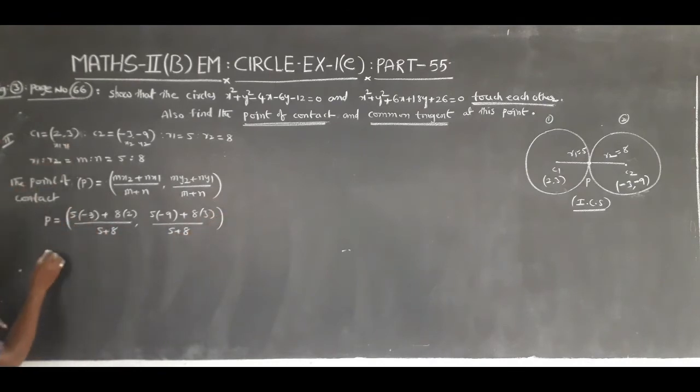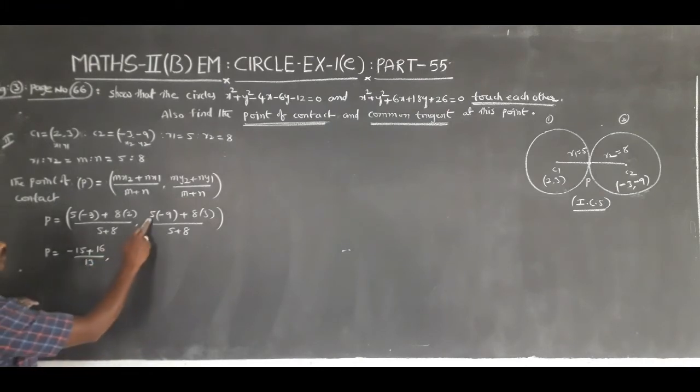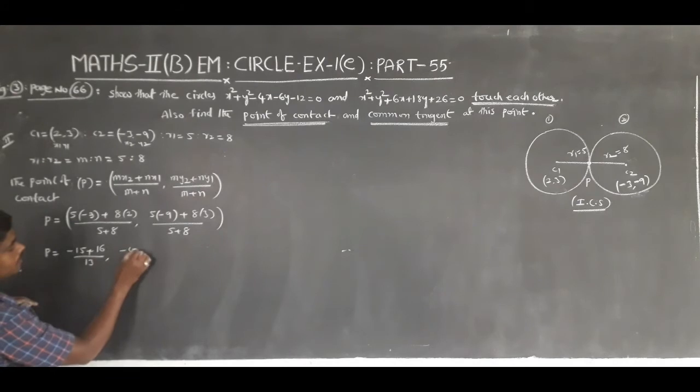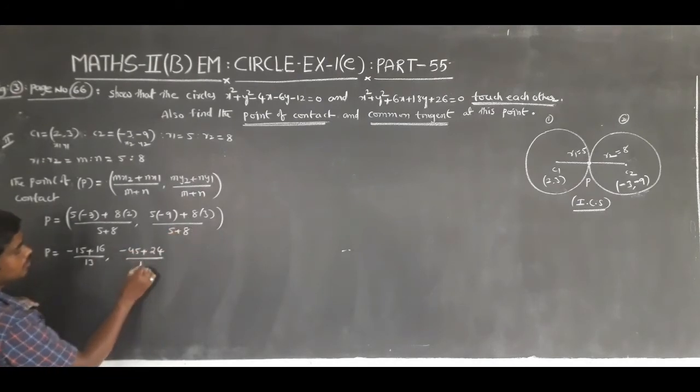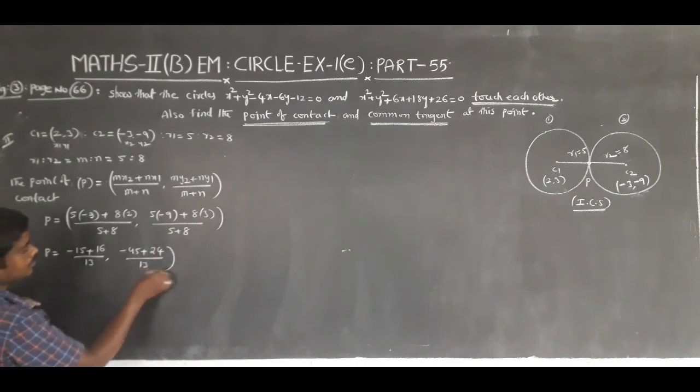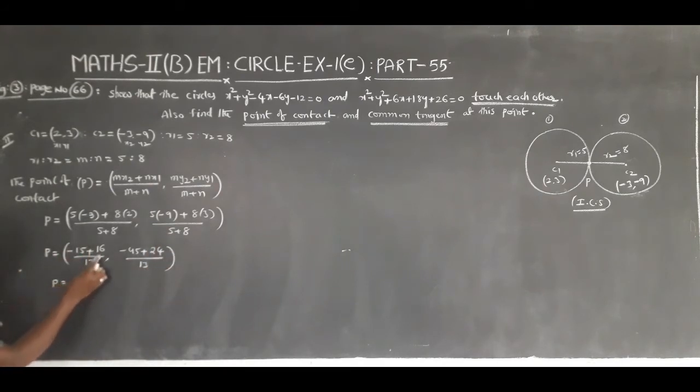P is equal to 5 into -3 is -15, plus 8 into 2 is 16, over 5 + 8 = 13. And 5 into -9 is -45, plus 8 into 3 is 24, over 5 + 8 = 13. So P is equal to (16 - 15)/13, comma, (-45 + 24)/13, which is -21/13.